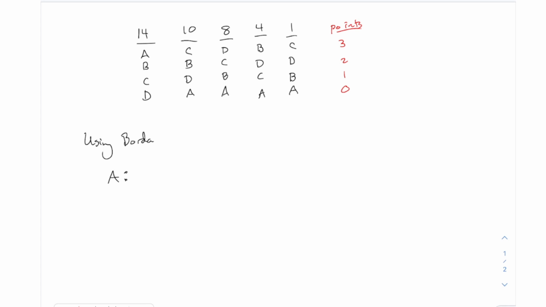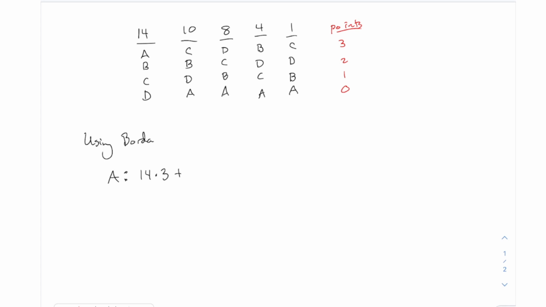In the first column, I have 14 voters who put A in the 3-point position. So as far as the points from the first one, it's 14 times 3. That's because there were 14 voters in the first column, and they are giving 3 points each to this candidate A. So they get 14 times 3 from the first column. And then plus, I'm going to add together numbers like that for each column.